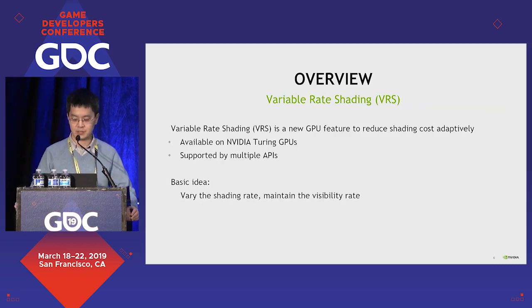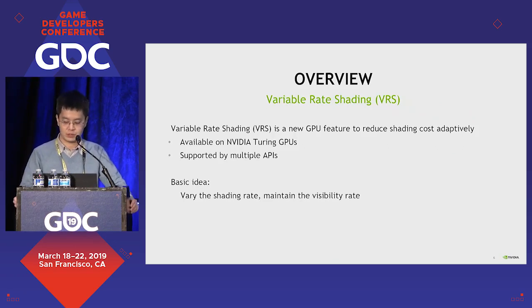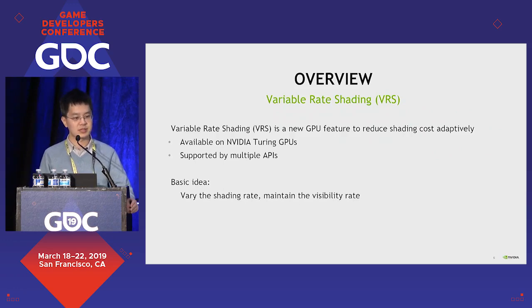So we introduced this new feature on the NVIDIA Turing-based architecture called variable rate shading, which we can use to reduce shading rate with fine-grained control. It's available today and supported by major APIs. The basic idea of variable rate shading is pretty simple. We will vary the shading rate across the screen while maintaining a fixed visibility sampling rate.